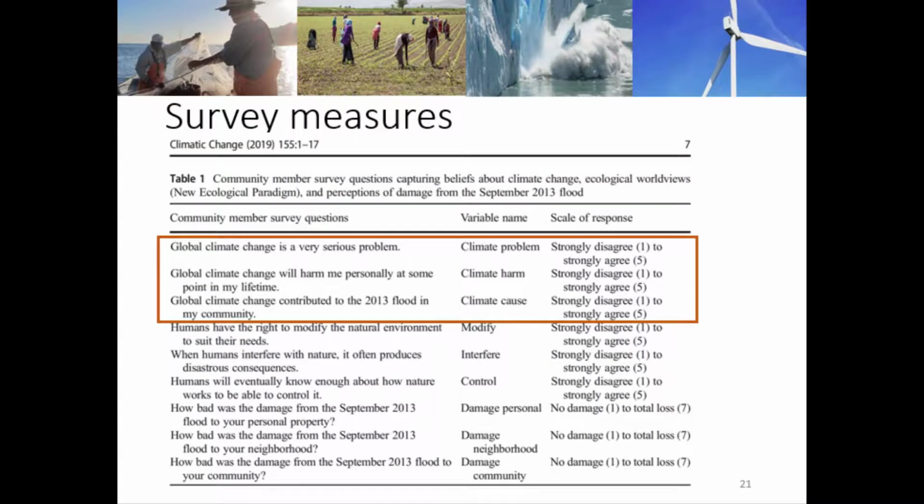Here are a subset of the questions we used in the survey to again capture beliefs about climate change and to capture people's experiences with the flood or the disaster. We asked 3 questions about climate change in a Likert scale: strongly disagree to strongly agree. Global climate change is a very serious problem. Global climate change will harm me personally at some point in my lifetime, and global climate change contributed to the 2013 flood in my community.